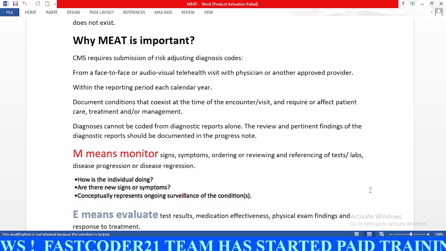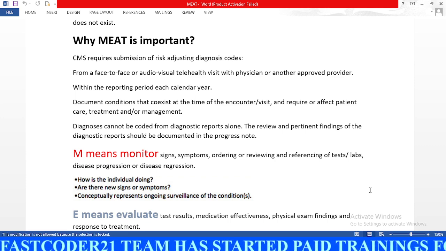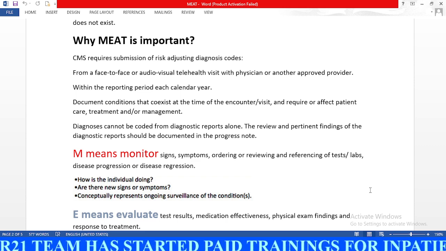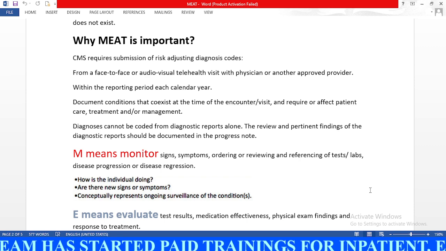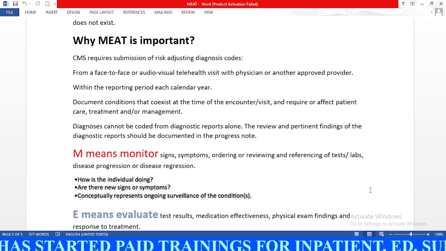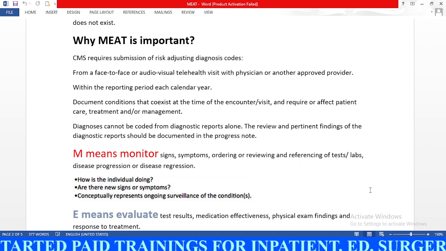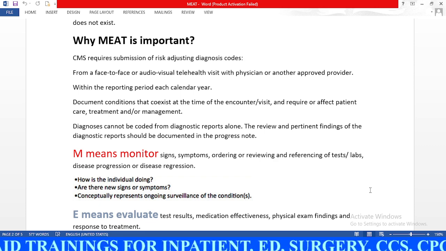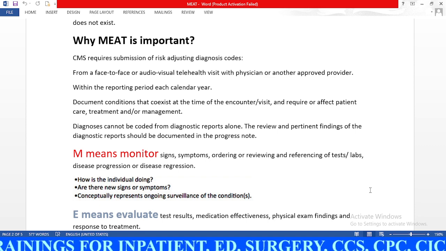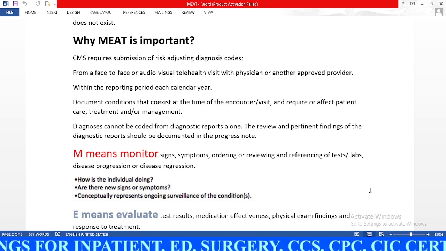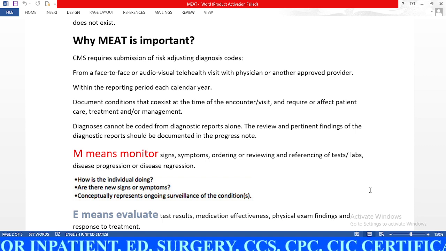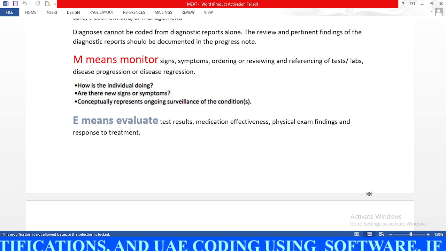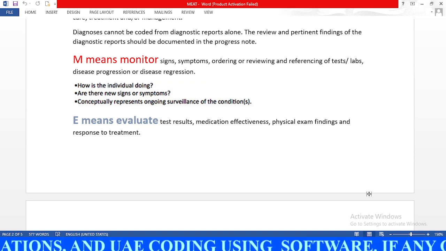A well documented progress note includes HPI, ROS, physical exam, and shows the medical decision making process. In order to code accurately, every progress note must have the HPI, usually called history of present illness, review of systems, physical exam, and the medical decision making process. Now we will learn MEAT, letter by letter. First, we will learn about M.